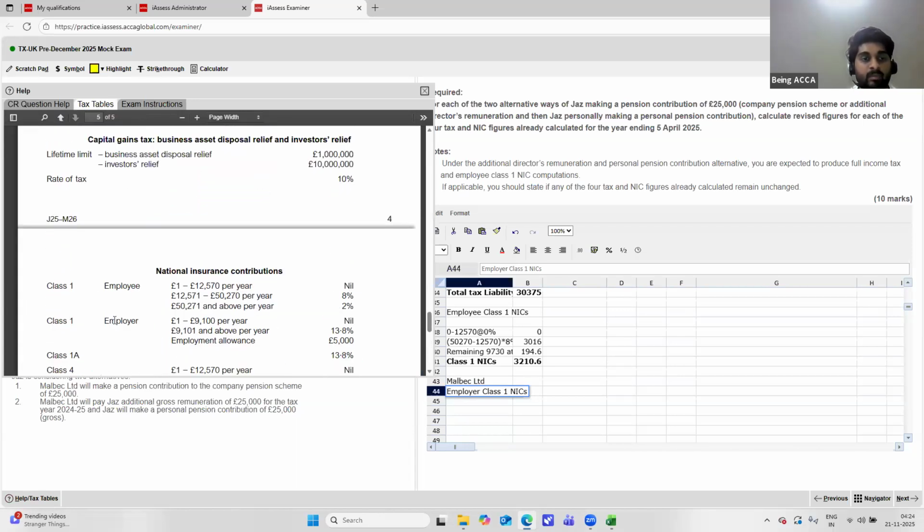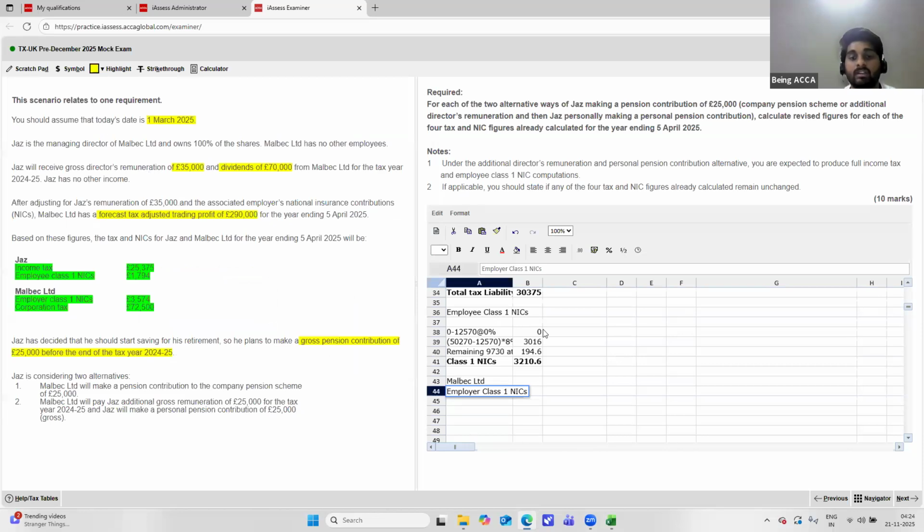Employer class 1 NICs is always at first 1 to 9,100 at 0%, and 9,100 and above per year is at 13.8%, which is clearly straightforward. So we know that based on the income of 35,000, it was 3574. But now the income has increased by a further 25,000.